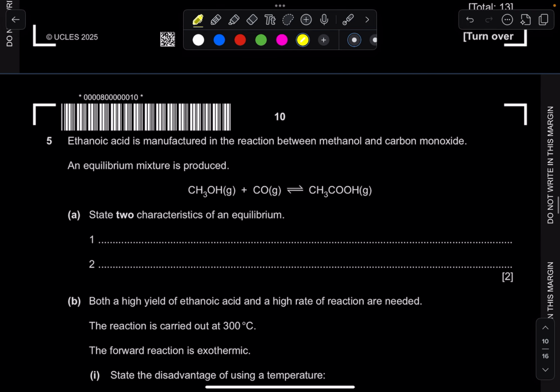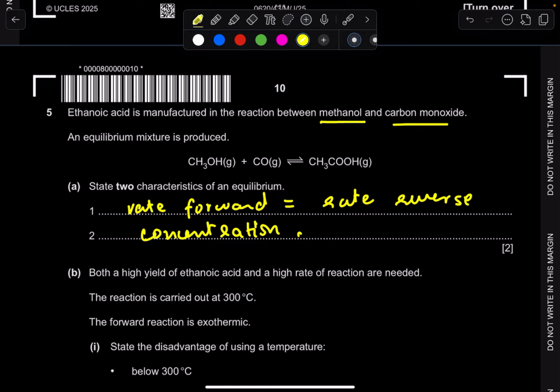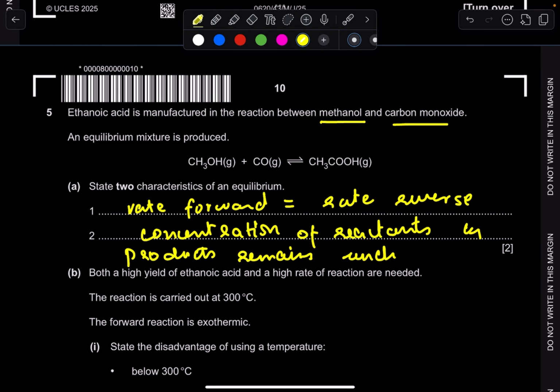Done and dusted. Ethanoic acid is manufactured in the reaction between methanol and carbon monoxide. At equilibrium ethanoic acid is produced. State two characteristics of equilibrium. You should know this. The rate of forward reaction equals the rate of reverse reaction, and the second is that the concentration of reactants and products remains unchanged. You should learn these.